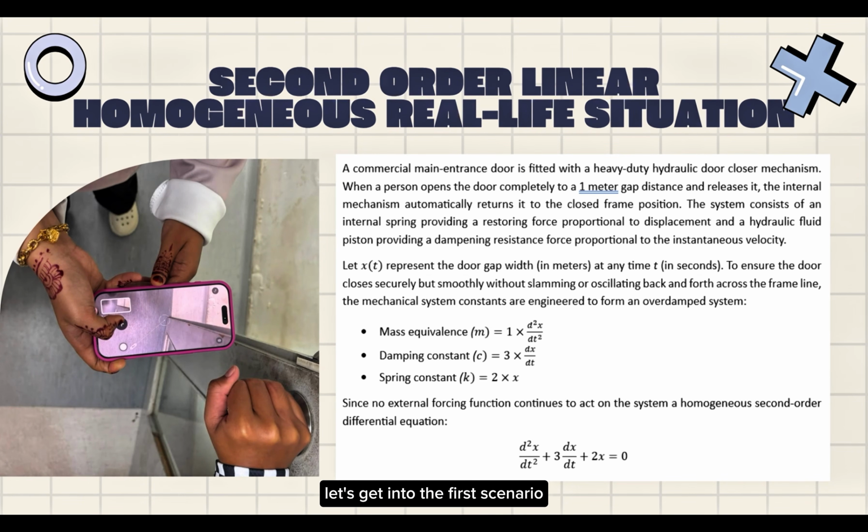Let's get into the first scenario. For the first scenario, we selected a hydraulic door closer as our real-life example because its motion can be accurately represented by a second-order homogeneous differential equation. When the door is open and released, the spring inside the mechanism generates a restoring force that pulls the door back to its closed position, while the hydraulic fluid provides damping resistance that slows the motion.